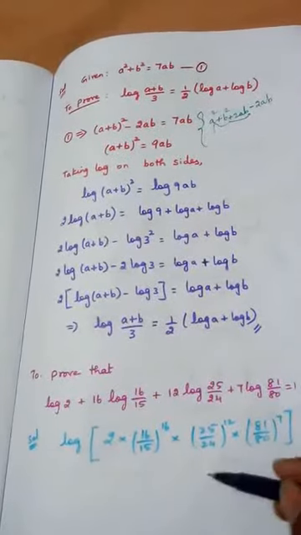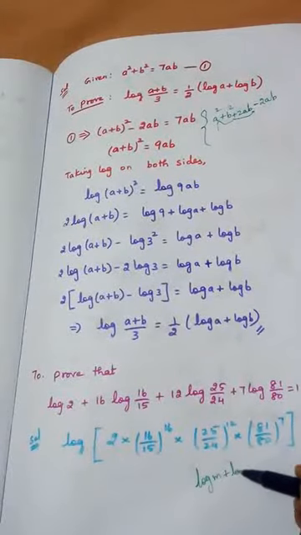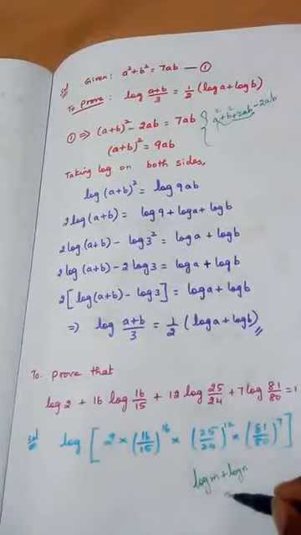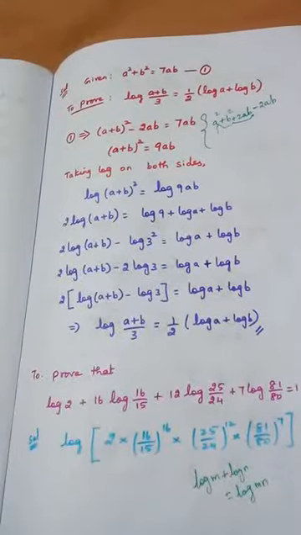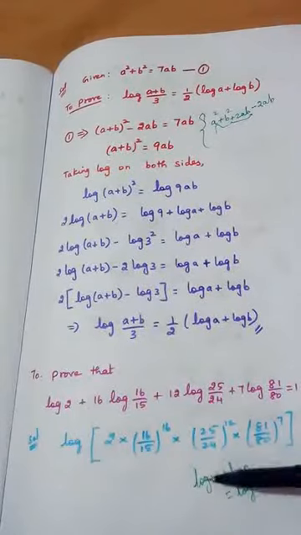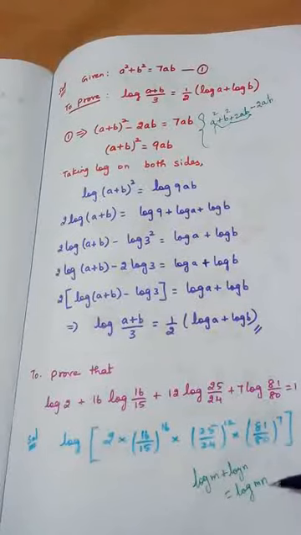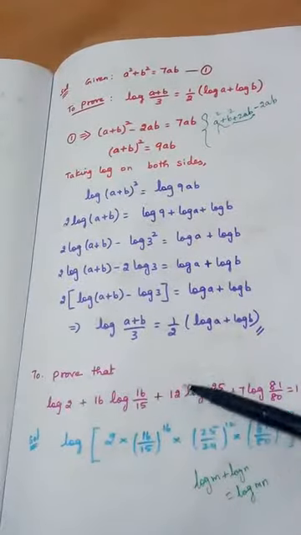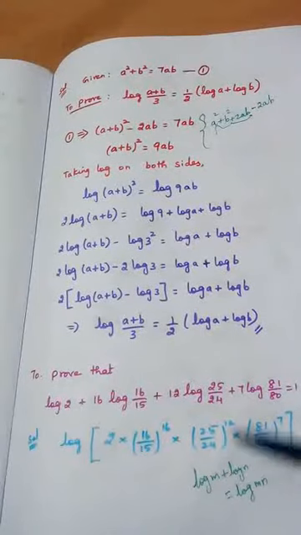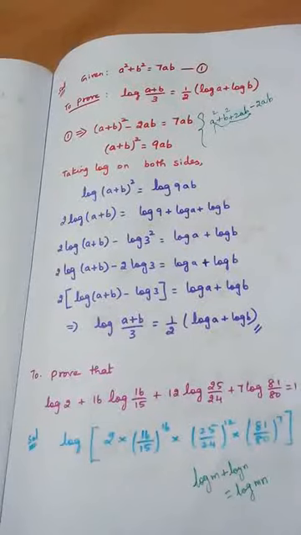Again I will explain it here. If log m plus log n, what will we do? We will write only one log and write mn. Log mn can be written as log m plus log n. Vice versa, log m plus log n can be written as log mn. So here we are having 4 terms, and all the symbols in between are plus, right? So we can use this result.